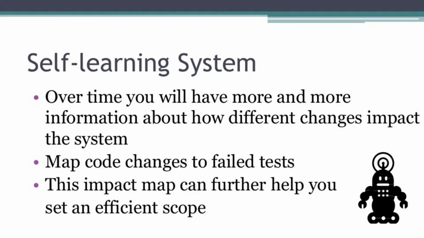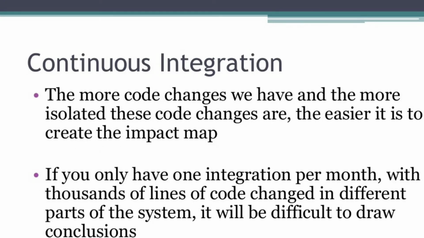Self-learning system. Over time, you will have more and more information about how different changes impact the system. Map code changes to failed tests. This impact map can further help you set an efficient scope. Continuous integration. The more code changes we have and the more isolated these code changes are, the easier it is to create the impact map.